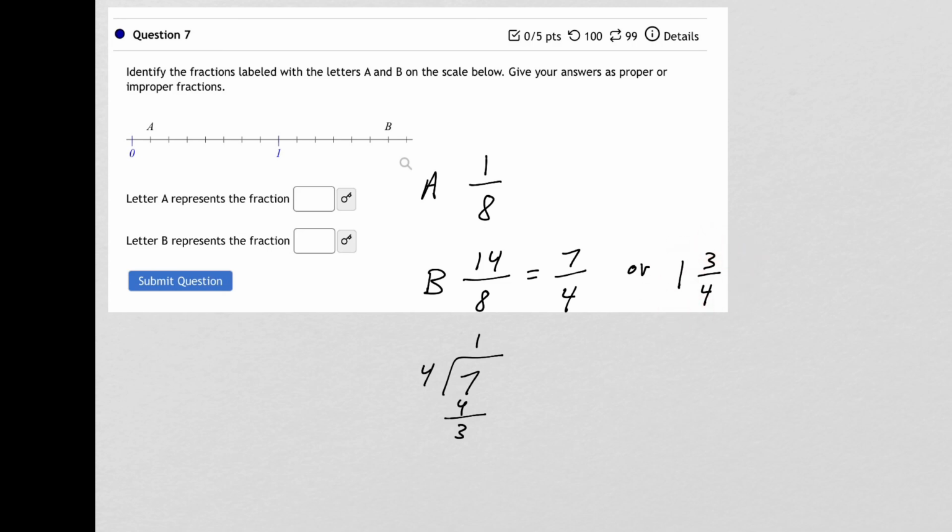Okay, so you could get some questions like that where they give you a number line and you have to figure out what each letter represents in terms of the fraction, what fraction it identifies.